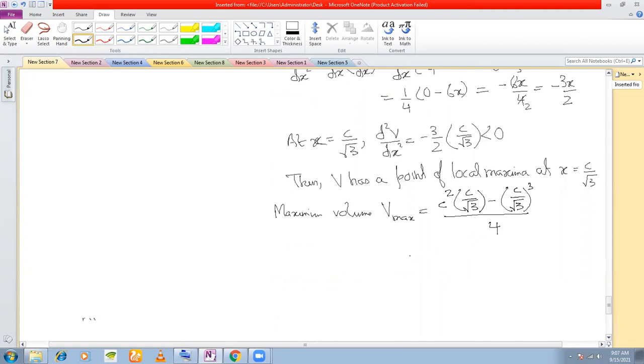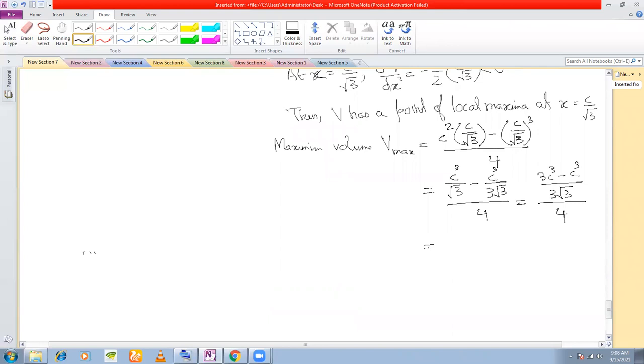Now, if we simplify this, we are going to get, that is c cube by root 3 minus c cube by root 3 cube is 3 root 3 divided by 4. Now you take the LCM, you get 3c cube minus c cube divided by 3 root 3 divided by 4, which is equal to 2c cube divided by 3 root 3 whole divided by 4, which is 2c cube divided by 3 root 3 into 4.